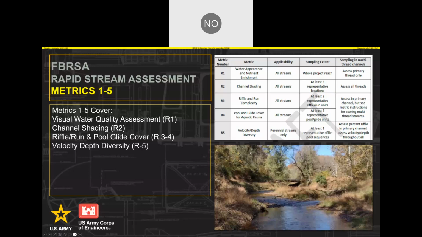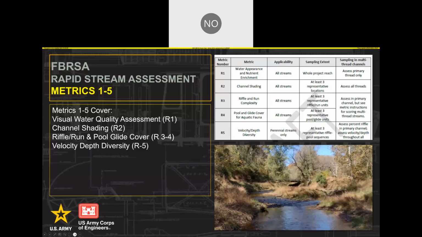Then we have riffle and run complexity. So you need at least 3 continuous riffle run units, or continuous, it's actually riffle pool sequences is what you're looking at between the pools and the riffles. So you're alternating between riffle run, pool glide as you go. And we're just mainly looking in the primary channel, but there's an ability to bump your score if you have flow in those secondary channels.